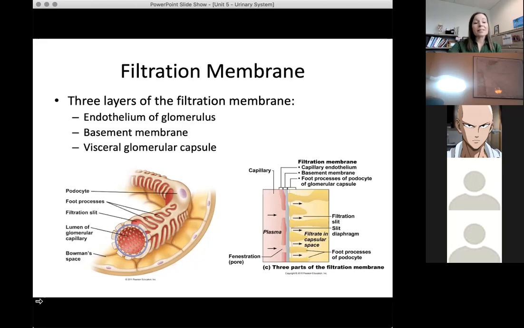And then the last outer layer is the inner layer of the glomerular capsule, the visceral glomerular capsule. Remember that this layer contains filtration slits, which you can see here. It contains filtration slits that allow water and small solutes across. So any large molecules cannot fit through.